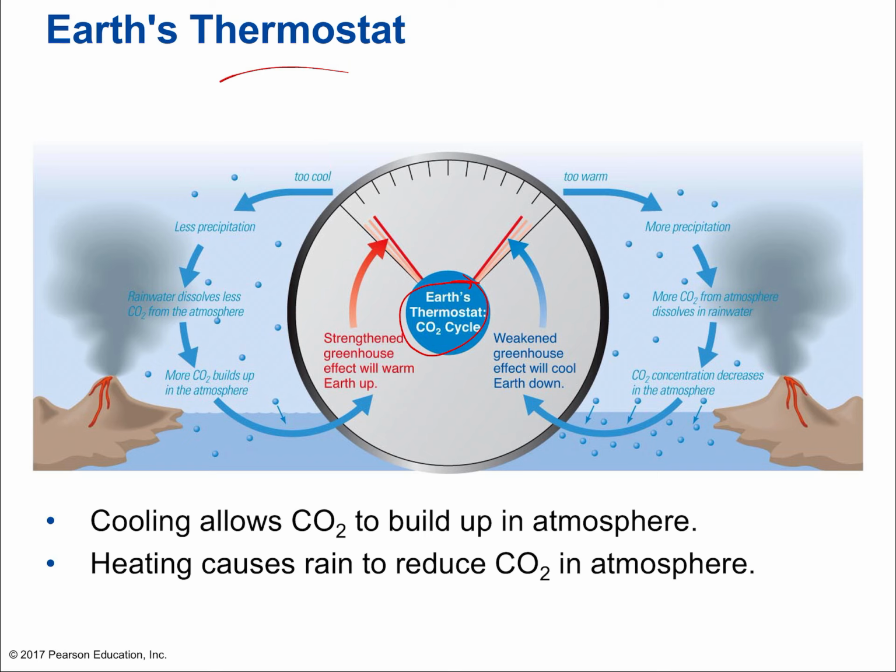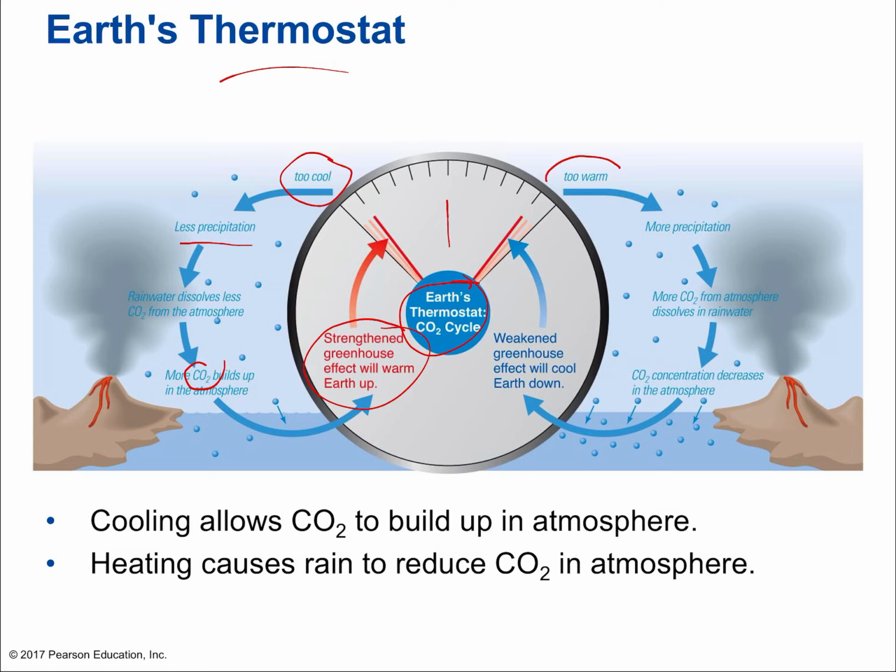So let's start with an external cause. Too cool means less precipitation, less rain. If the planet cools off, like during a glaciation phase, the planet cools off a lot. There's less rain. Think, tropics have more rain; cooler climates would have less rain. That means the rainwater dissolves less carbon dioxide from the atmosphere, so carbon dioxide builds up because there's less rain to pull it out. That strengthens the greenhouse effect and the planet will warm right back up. So it won't be too cool anymore. It'll be just right.